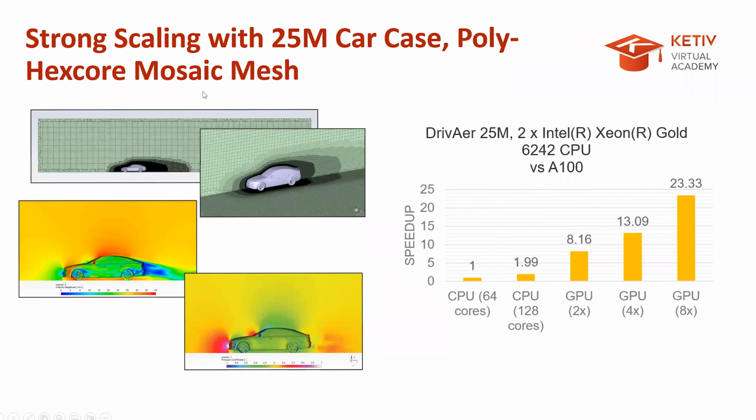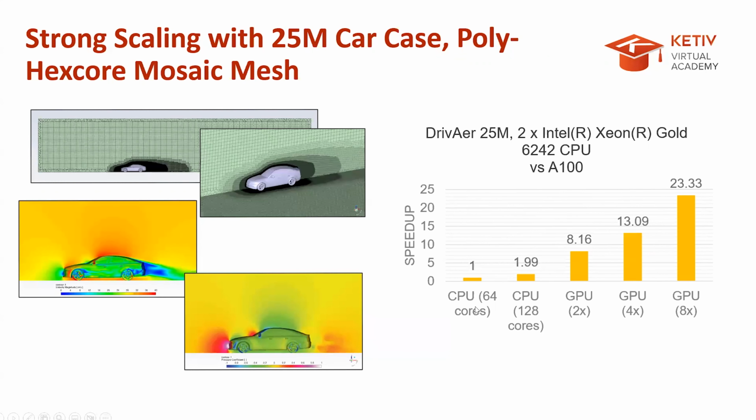Now, this is a 25 million external aero problem with poly Hexcore Mosaic mesh. Keep in mind that this is 25 million, so that is a higher mesh count than the previous case. And here, if you look at the scalability, as you keep adding more CPU or GPU cores, you will see that the scalability is a bit better as you keep increasing the mesh count.